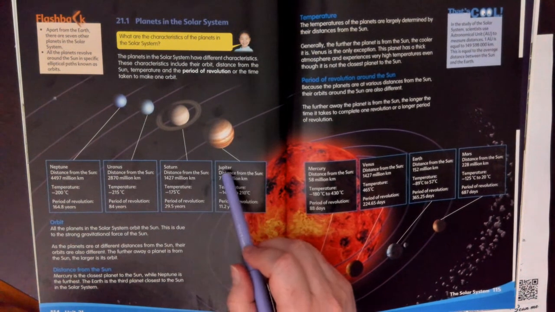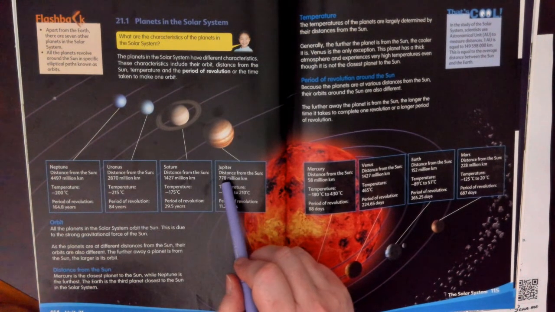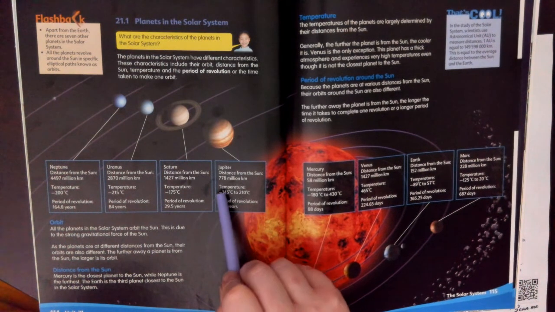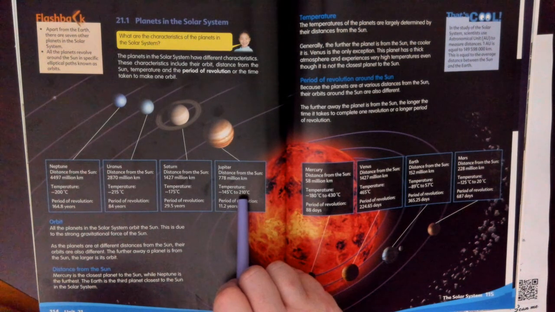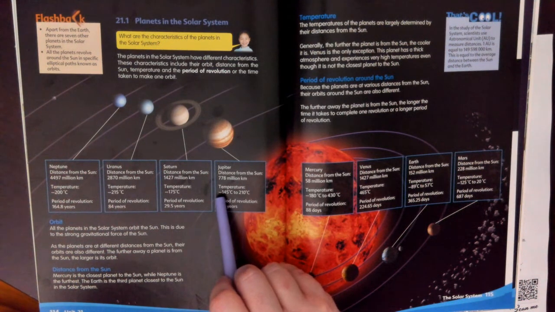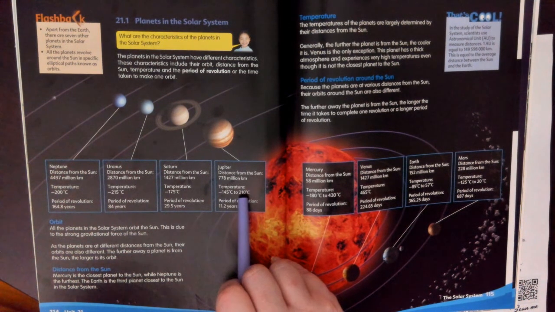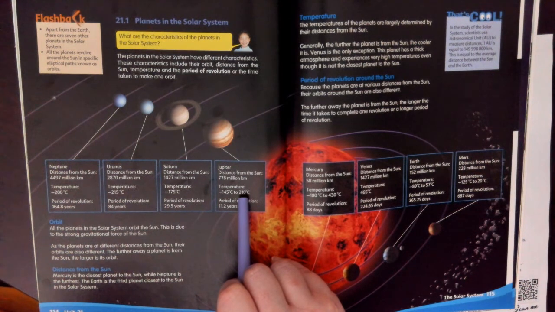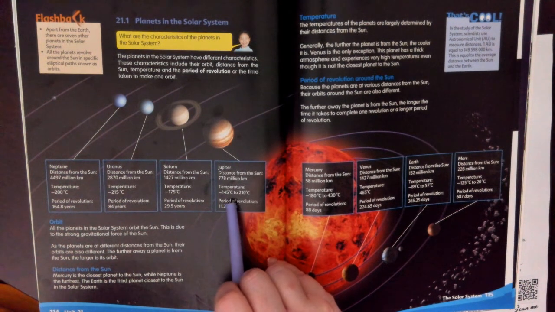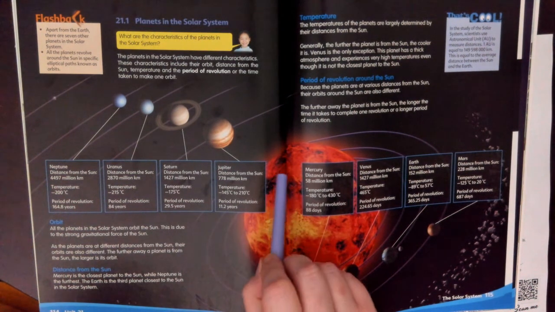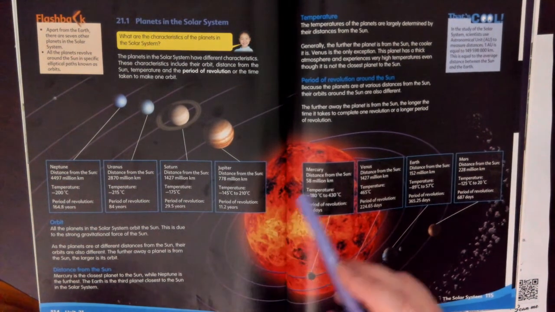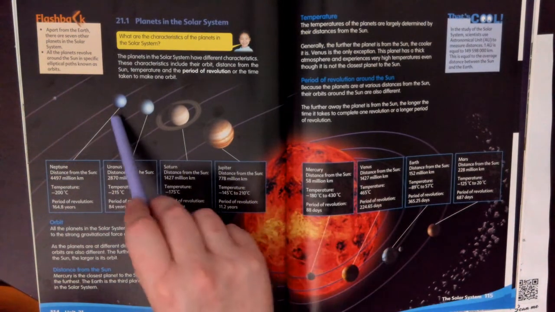Awesome. Jupiter, distance from the sun, 778 million kilometers. Its temperature ranges from negative 145 degrees Celsius up to 210 degrees Celsius. So it goes from incredibly cold to twice as hot as boiling water. Its period of revolution is 11 2/10 of a year. And then we've got our sun here. So these were all the planets that are kind of far from the sun.